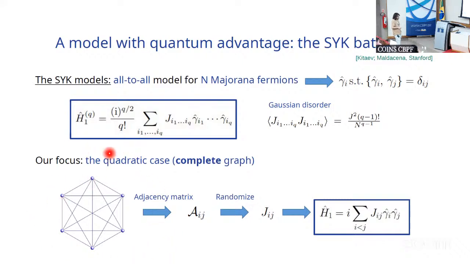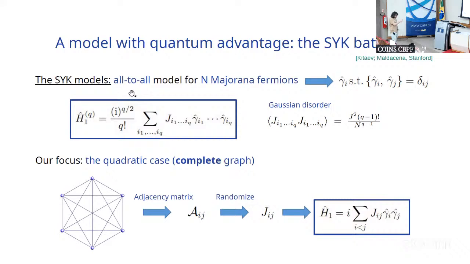You take a complete graph, so a graph in which every node communicates with every other node. You put each Majorana on each node. So out of this graph, you can extract the adjacency matrix. And out of the adjacency matrix, you randomize it, and you get your Hamiltonian. So there is, if you want, this graph relationship that tells you that an SYK model is essentially a model of fermions living on a graph. So I will focus on this, because all the relevant physics is already here.